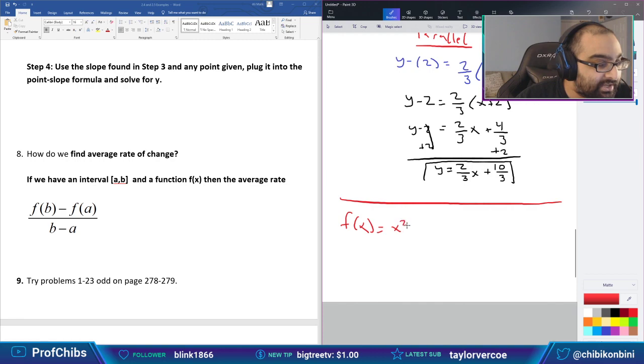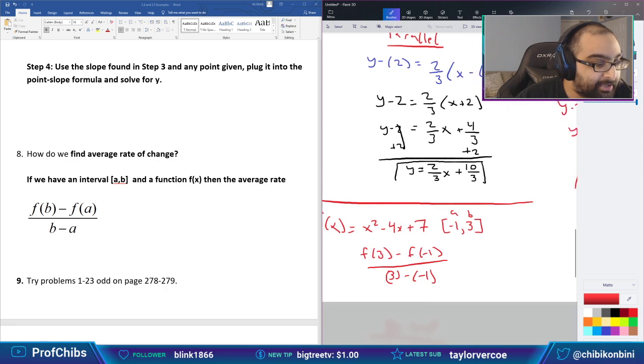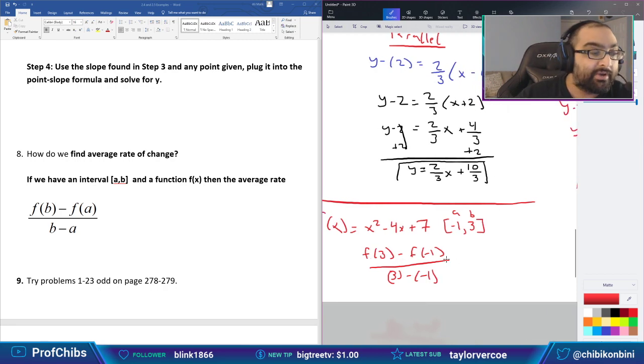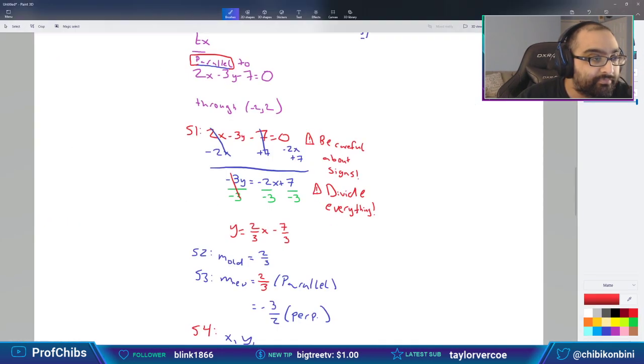Say f of x is x squared minus 4x plus 7. And we look at a particular interval between -1 and 3. Just plop in the numbers. You could have a and b or whatever. So here we would have f of 3 minus f of -1 over 3 minus -1. All we need to do is find out what f of 3 and f of -1 are, and then we can substitute those in. Let's do our little side scratch work here and see what we get.